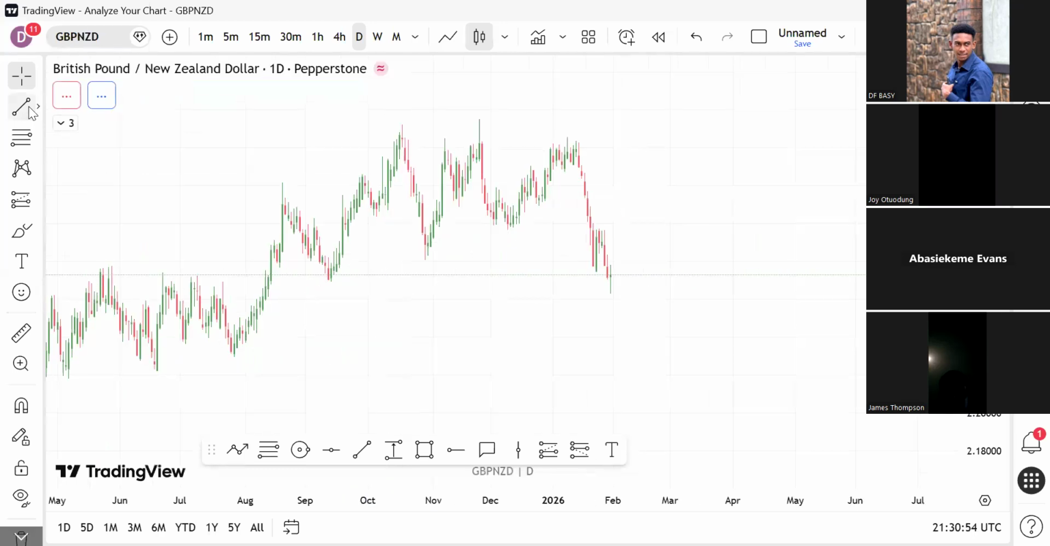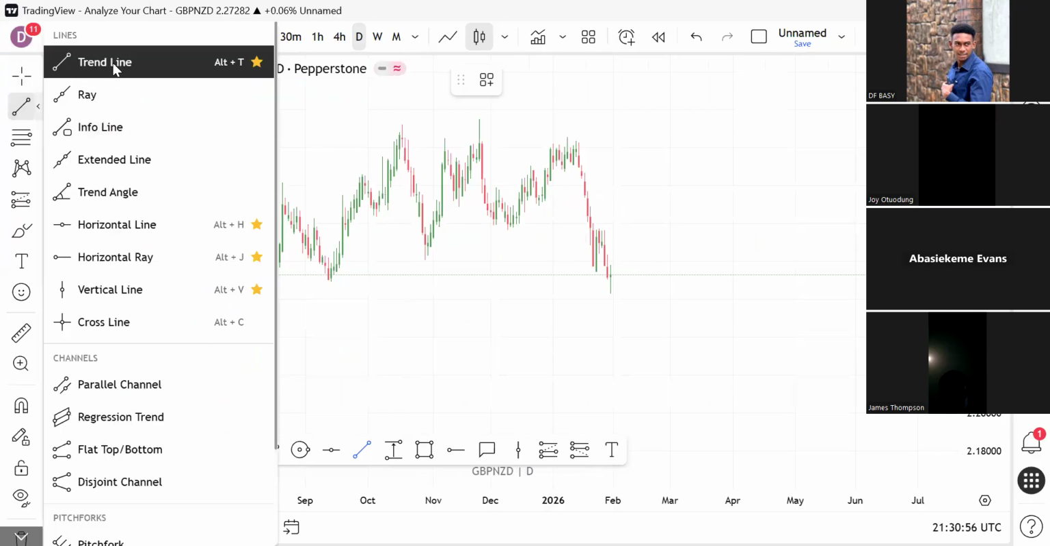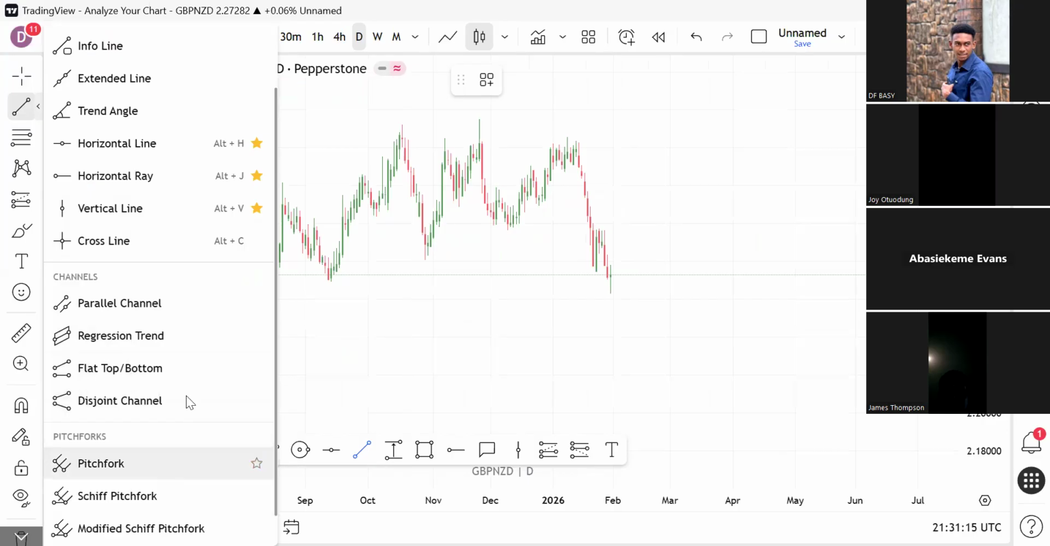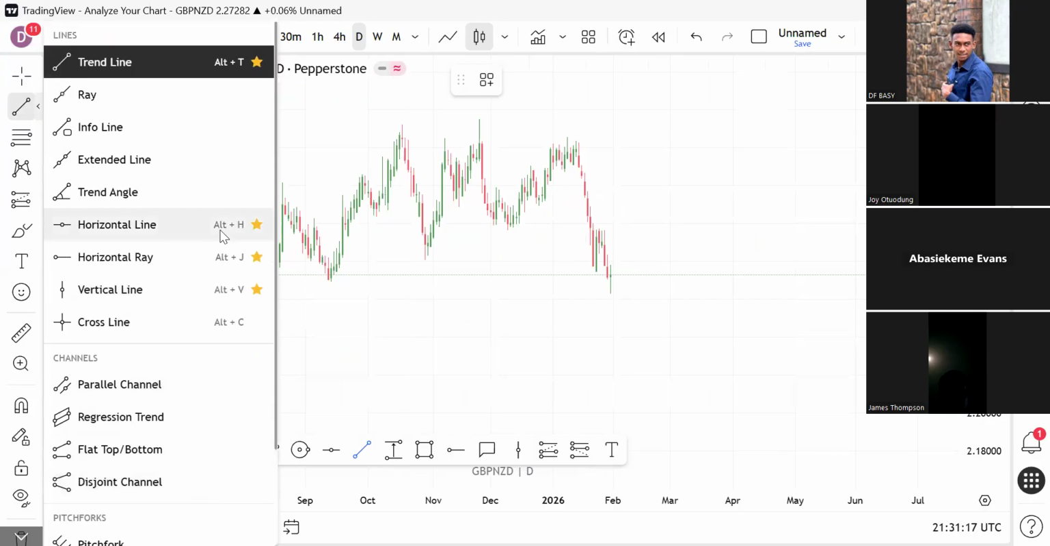So in these tools you have the trend line tool, the ray, the info line, the horizontal line, the horizontal ray, and the vertical line. Hope you're seeing my screen. You also have the parallel channel, the regression trend, the flat top/bottom, and the disjoint channel. Each of these are tools which you use to analyze the market.